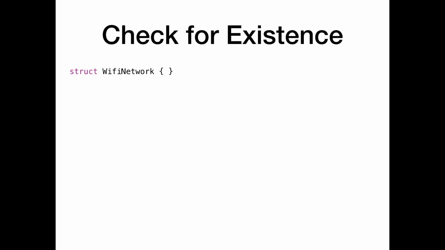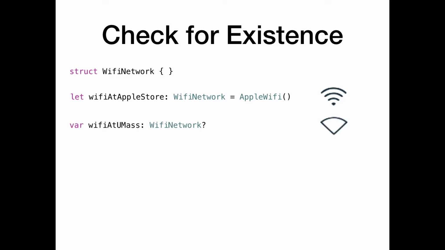So if we think about Wi-Fi, right? Wi-Fi is this thing where you never know if it's there. And that's kind of how I think about optionals. So if we're at the Apple Store, we probably have Wi-Fi, right? This is what our computer kind of looks like. If we're at UMass, we don't really know. So optionals are a great way to look at Wi-Fi at UMass.